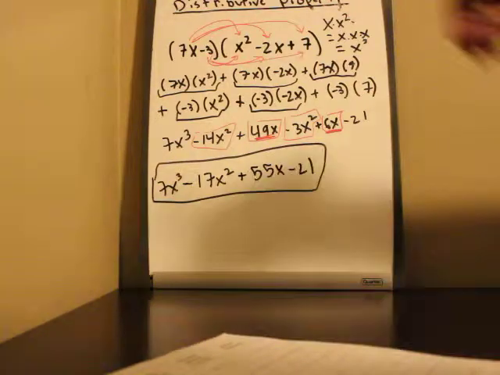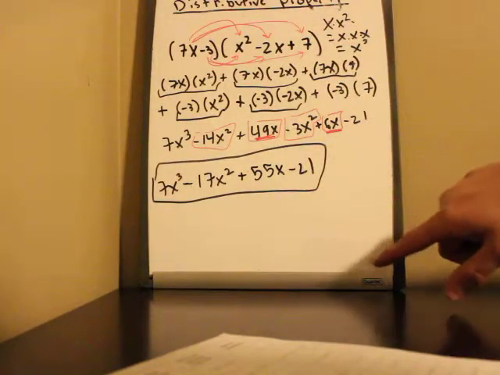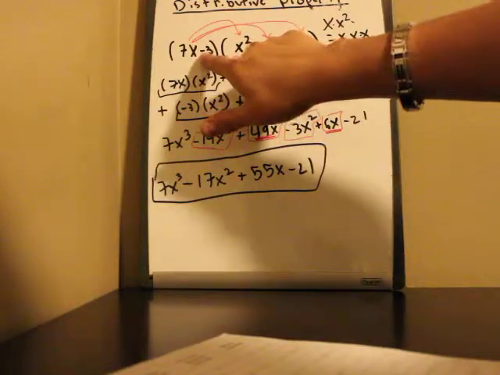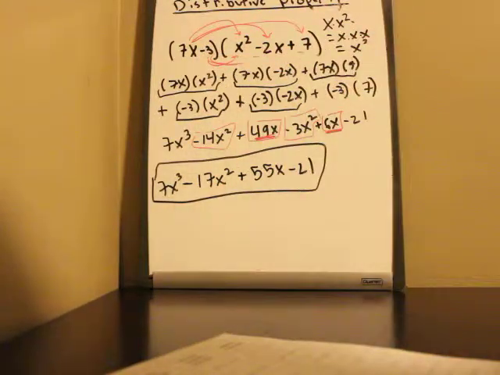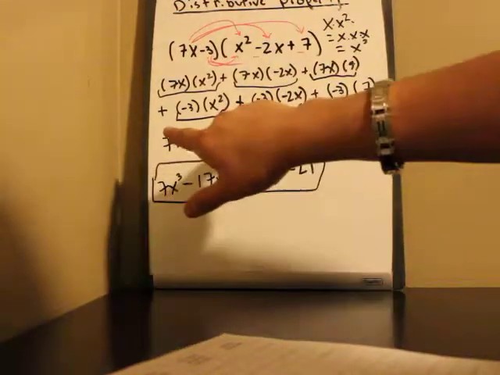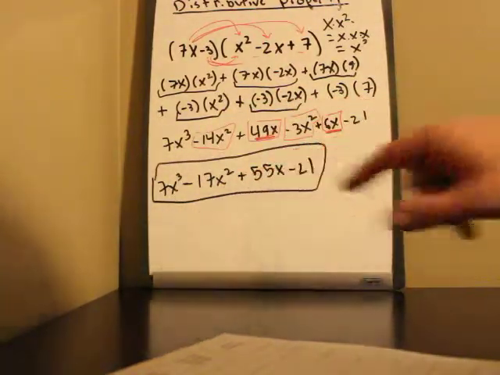And we did this using the distributive property. Remember that the goal is to get 7x to multiply with everything in here and the minus 3 to multiply with everything in here. We do that strategically, simplify down, combine like terms, and then we get to this right there.